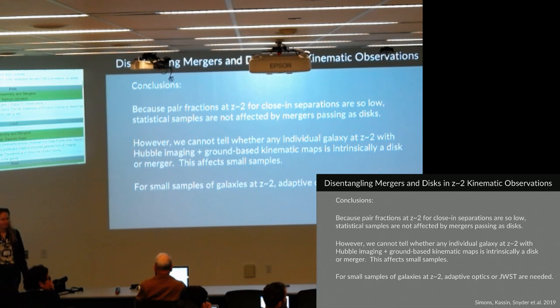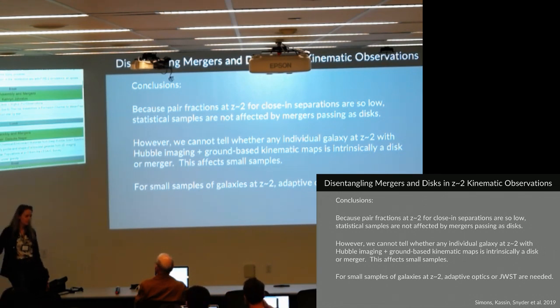So you talk about how often a merger is mistaken for a disk. You say it's very low because of so few mergers. But what about the other problem? How often does a disk actually get mistaken for a merger, especially in light of the clumpiness of star formation? There's a very nice histogram in the paper of this.